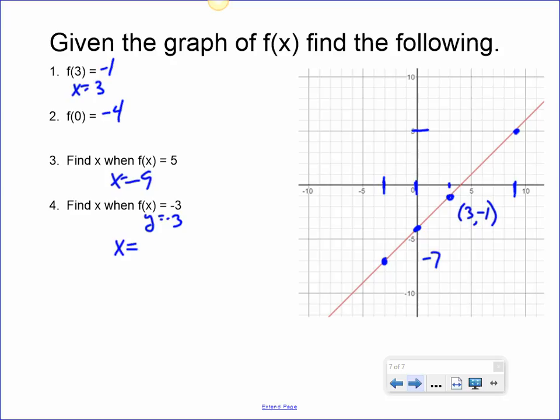So x equals negative 7. Okay, hopefully you're able to do the worksheet from that explanation, and hope you're working hard.